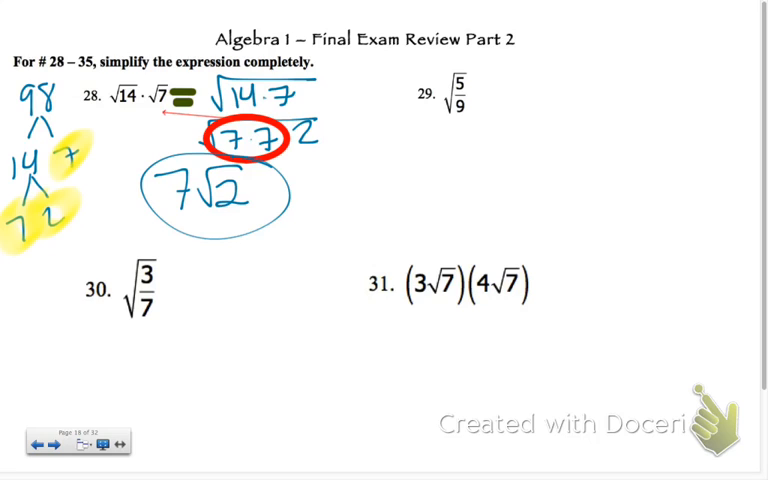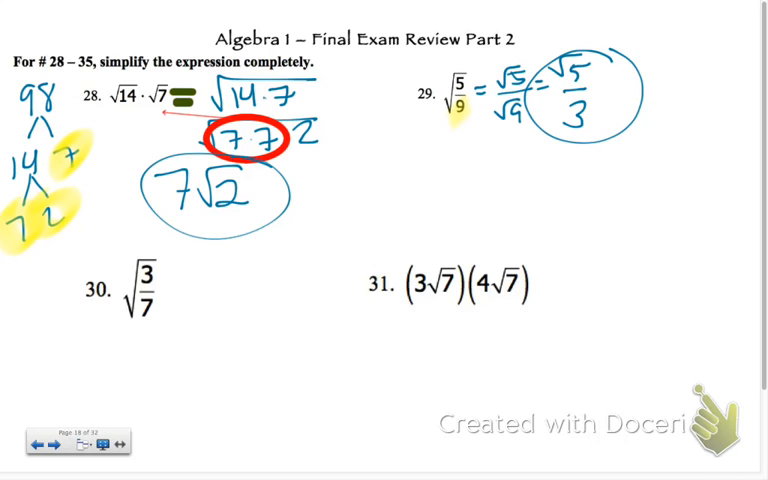For this one, it's easier to think of it as like a root 5 over a root 9. It's because 9 is one of those special numbers that you should remember. Square root of 9 is 3. Alright, so I didn't have to do anything clever with the denominator like I have to on the next one.